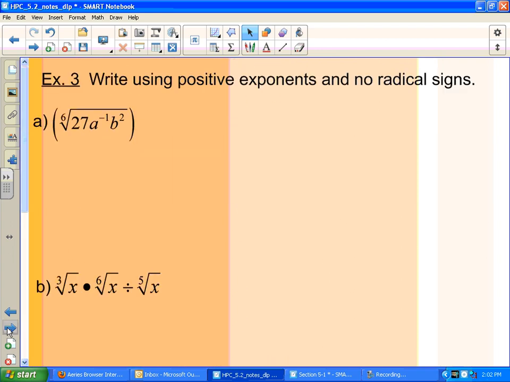All right, how about this one? Write using no radical sign and using only positive exponents. So we got 4 of them here. You guys want to try these first, and then why don't we do that? Why don't we try them first, and then we'll check in on the answer.